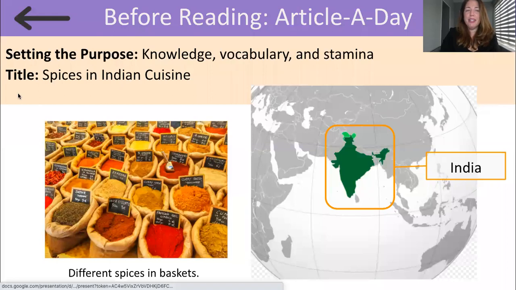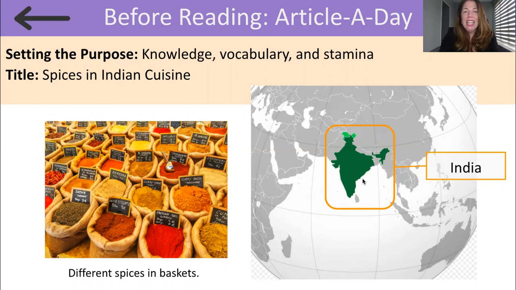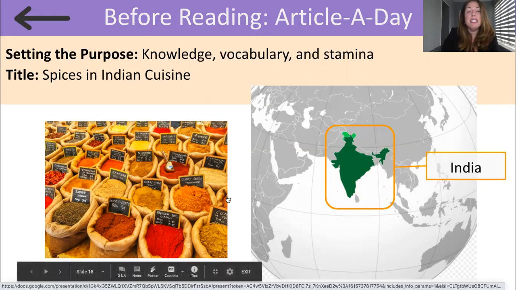Now, the article-a-day today is called Spices in Indian Cuisine. And here is India on our world map. And India is a country located in Asia. Okay, so Asia is a very large continent, and India is pretty much at the most southern part of Asia here. And we see in this photograph that there are different spices in a basket.